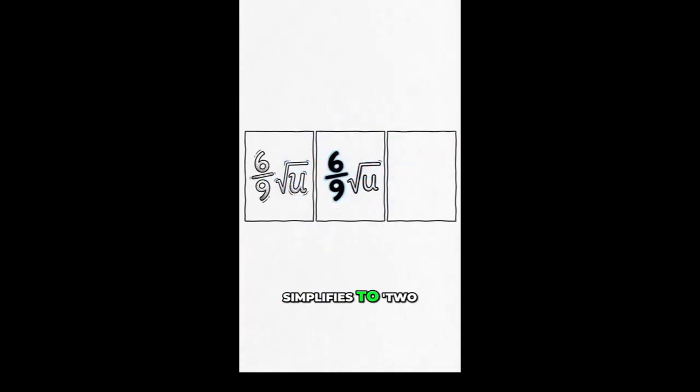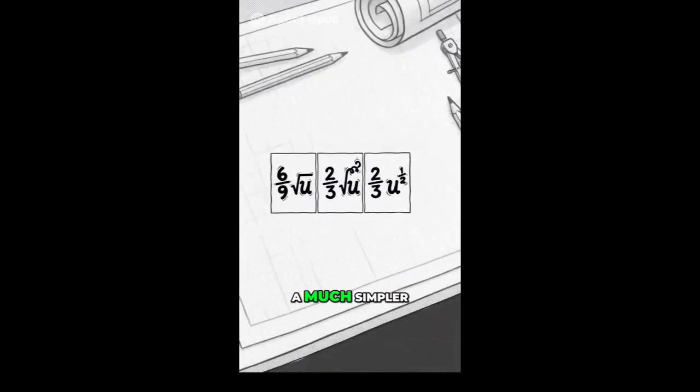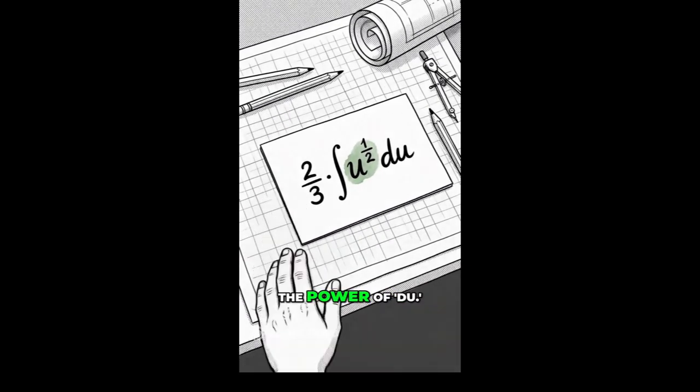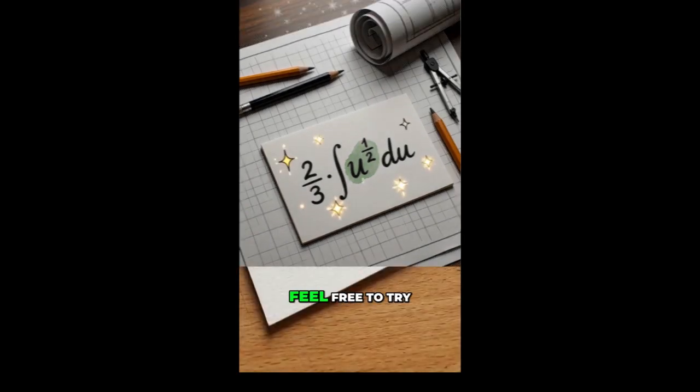6/9 simplifies to 2/3, and the square root of u is the same as u raised to the power of 1/2. So now we have a much simpler integral, 2/3 times the integral of u to the power of 1/2 du. From here, we would use the power rule. Feel free to try finishing.